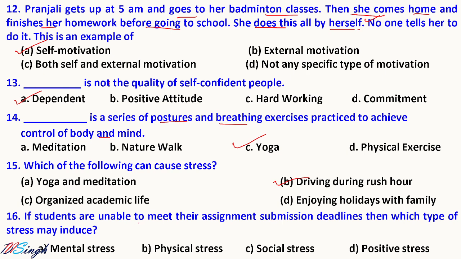If students are unable to meet their assignment submission deadline, then which type of stress may be induced? So that is called what? Mental stress. Physical stress will not be induced. Mental stress will be induced. Okay, social stress is due to some caste issue or region or anything like that. Positive stress is when you take good care of your work, and if you are unable to do it, then you have regard for that and you want to do that work. So this is called good stress or positive stress. Okay, let us move to the next question.